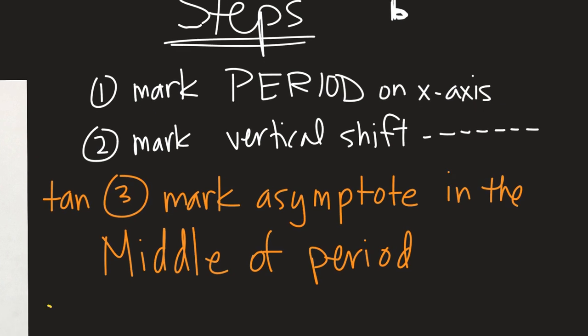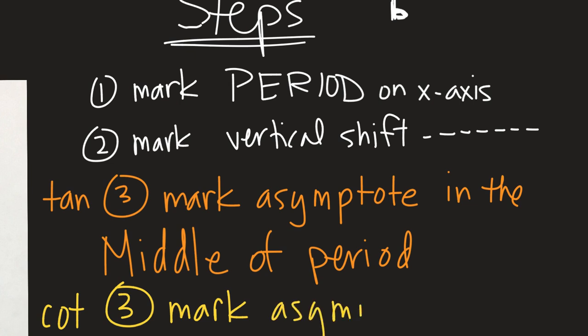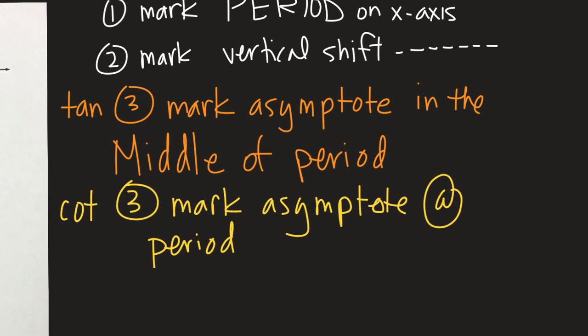Maybe you have a cotan. So this is a different step number 3, if you have a cotan graph. If you have a cotan graph, then you will mark your asymptotes at the period, at the exact period, at the end of the period. The period and the end are basically the same places. So that's one of the differences between tan and cotan: where you find your asymptotes. For a tangent, you mark the asymptote in the middle of the period, and for the cotan, you mark the asymptote at the end of your period.